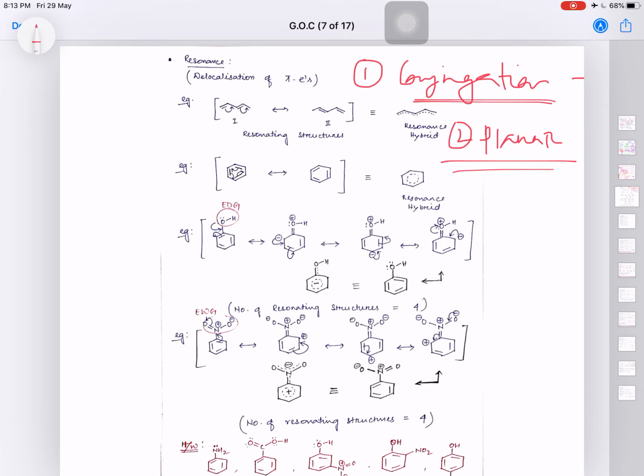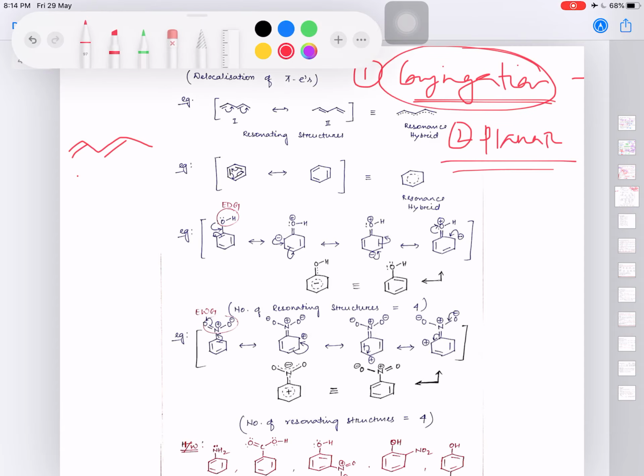Okay, so what is resonance actually? You see this system, the first example is like this. So conjugation means what? Alternate double bonds and single bonds. Say you have a double bond, then a single bond, then a double bond, and then a single bond. If you have this type of system where alternate double bonds and single bonds are present, then the system is called a conjugated system. So conjugation is nothing but alternate double bonds and single bonds.